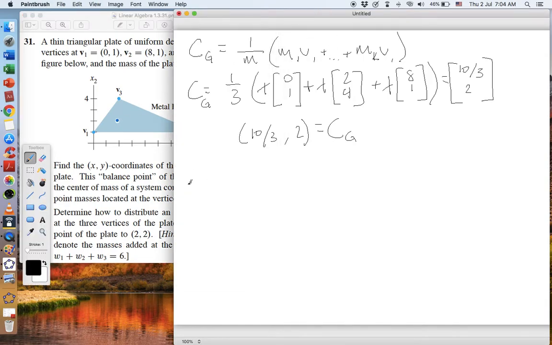And so again, we're just going to use that same equation, center of gravity or center of mass is equal to 1 over m, or 1 over, now our mass is 9 because we're adding 6.